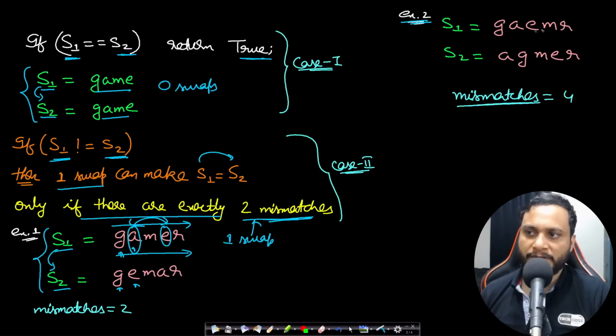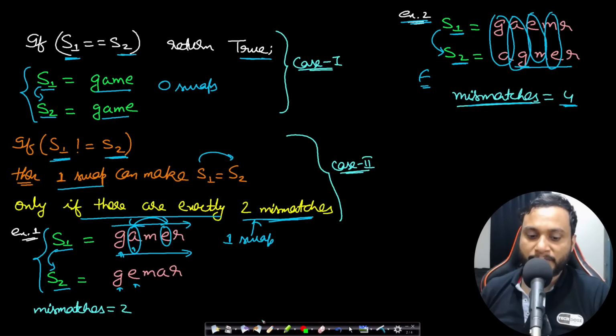Now let's look at the second example. In this case, I have GAEMR, which is string S1, and string S2 is AGMER. Now, if you look at it, the mismatches are at the first character position, the second character position, the third character position, and the fourth character position. Therefore, in one swap, you cannot make S1 equal to S2. So we will be returning false in this case, right?